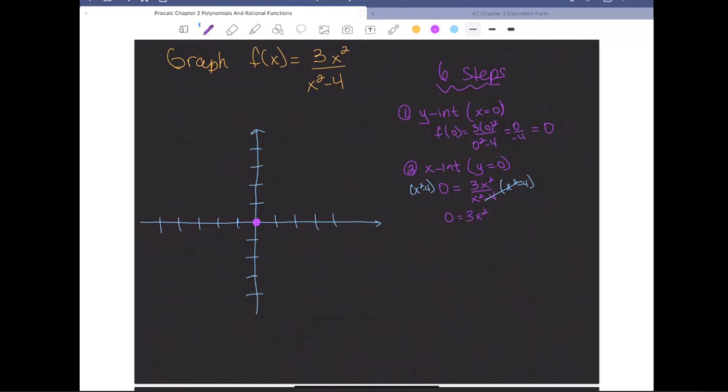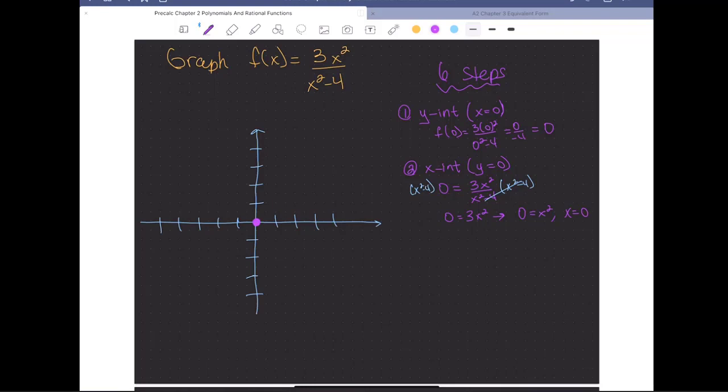So now I get 0 equals 3x squared. I'm going to divide by 3, which is going to give me 0 equals x squared. So then I know that my x is going to equal 0. Your x-intercept and your y-intercept are not always going to be the same, and just happen to be with this one, right? So I know that I'm going to cross the x-axis at (0, 0).